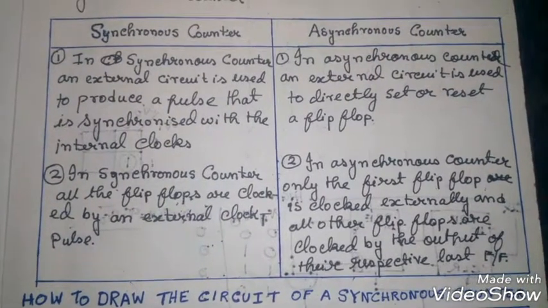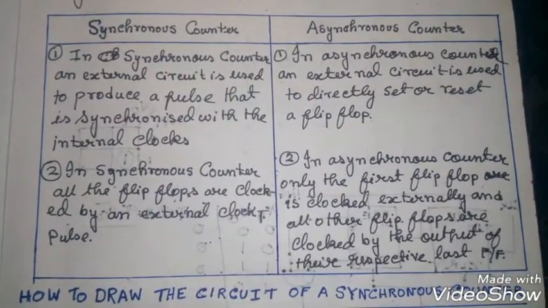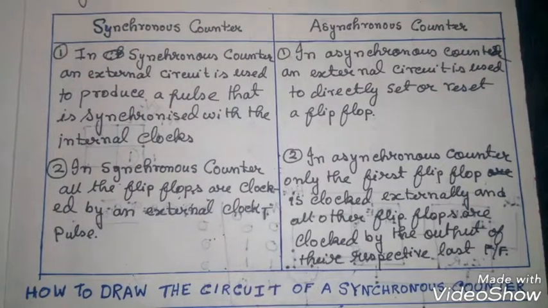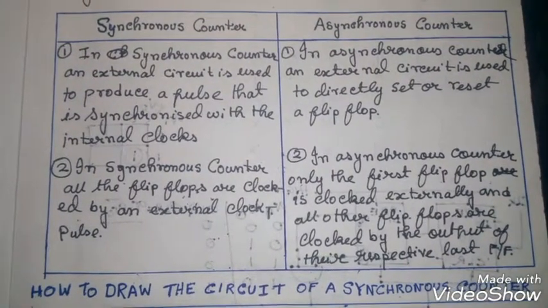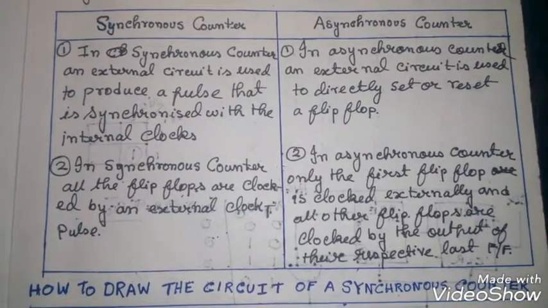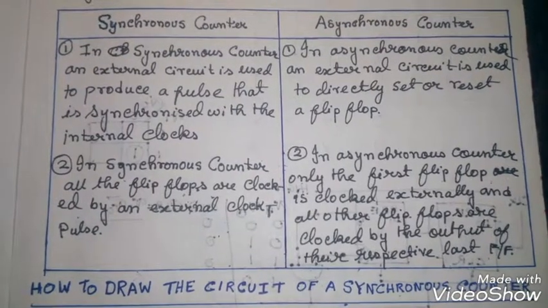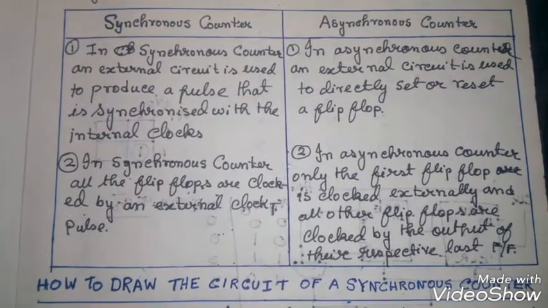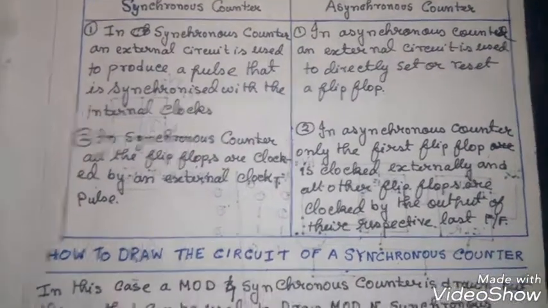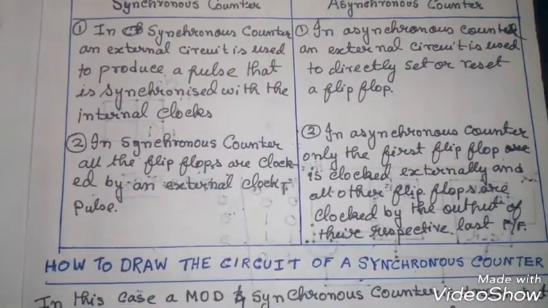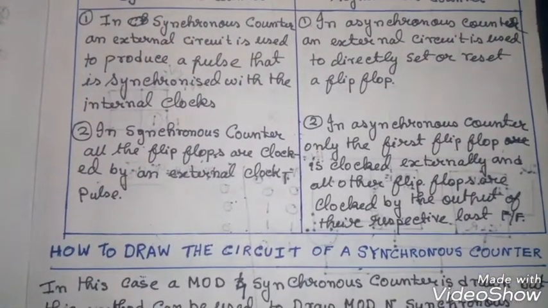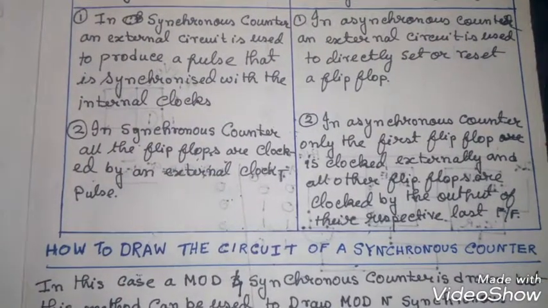Synchronous counters are the ones in which an external circuit is used to produce a pulse that is synchronized with the internal clocks. But in the case of an asynchronous counter, the external circuit is used to directly set or reset a flip-flop. In synchronous counters, if you look carefully when I make the circuit, all the flip-flops are clocked by an external clock pulse.